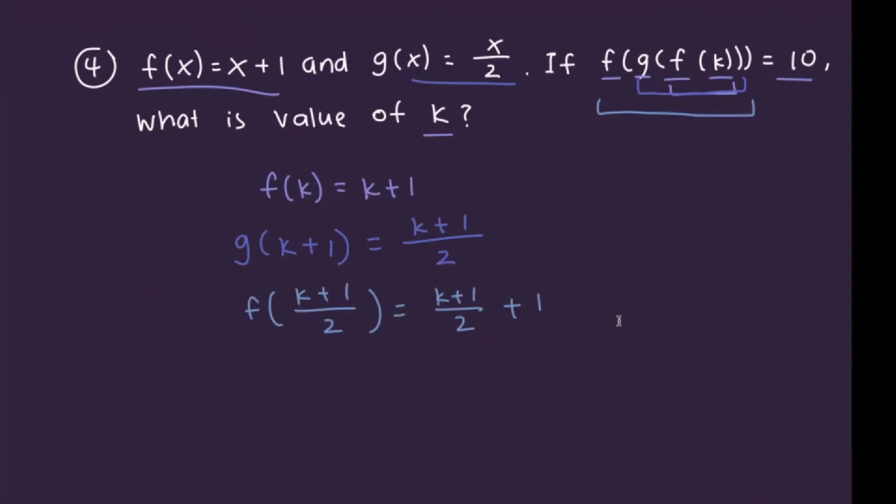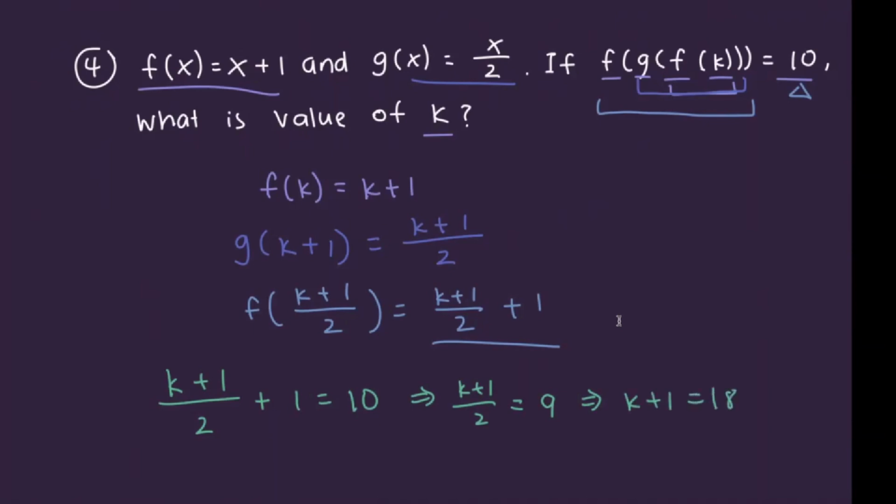So this would be our answer, and it is equal to 10. So (k plus 1) over 2 plus 1 equals 10. Now we solve for k. (k plus 1) over 2 equals 9. Now multiply by 2. k plus 1 equals 18, and k is equal to 17.